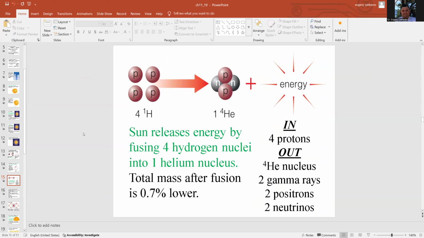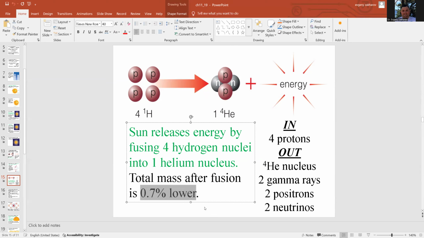And this is the main reaction. You have four atoms of hydrogen, and it's one atom of helium as the outcome. And what's even more important, it is the plus energy. So during this process, energy is released, and the overall loss of mass is about 0.7% less. So only 0.7% of a mass is converted into energy.